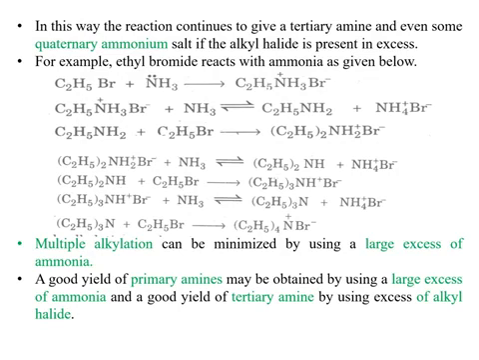Ammonia was replaced by a primary amine in equation number 3. Then ammonia was replaced by a secondary amine in equation number 5, and now ammonia has been replaced by a tertiary amine. So multiple alkylation can be minimized by using a large excess of ammonia. A good yield of primary amine may be obtained by using a large excess of ammonia, and a very good yield of tertiary amine by using excess of alkyl halide.